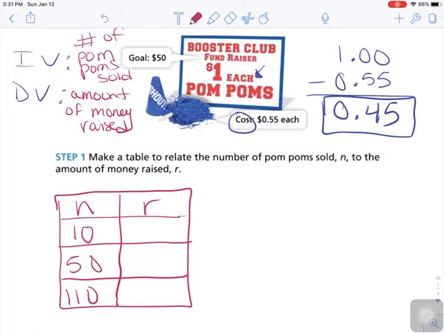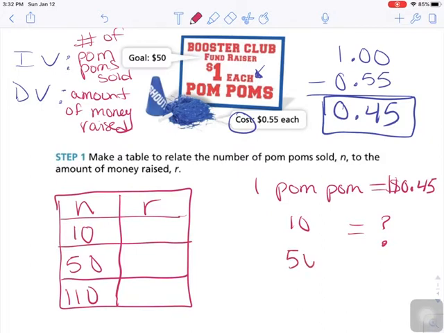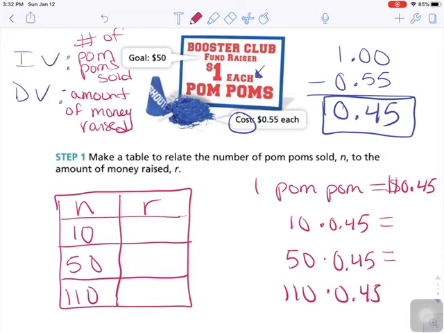So let's think about this. If we know that for one pom-pom we get 45 cents, how would we figure out how much money we're going to make off of 10 pom-poms, off of 50, and off of 110? What would we have to do there? So what we're actually going to have to do is multiply each of these by our 45 cents to figure out how much money we are going to make.